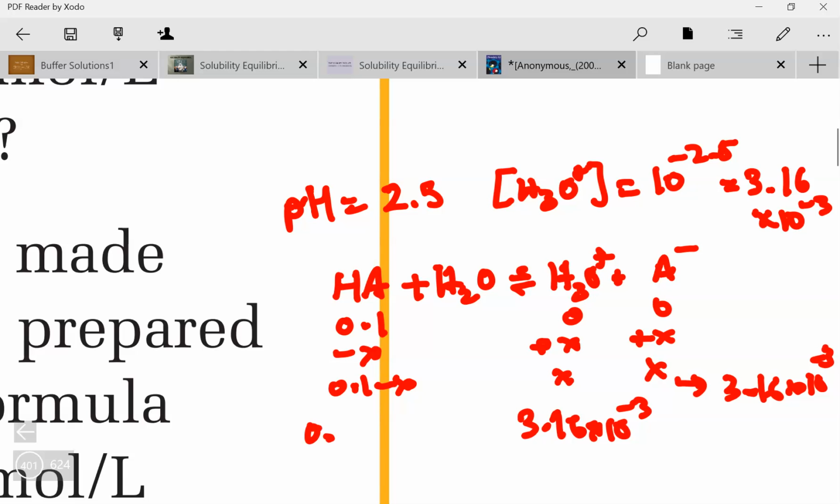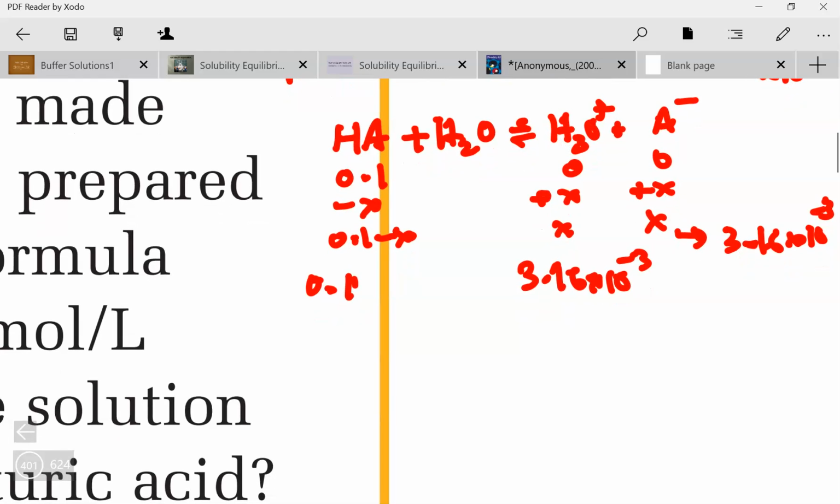And this is 0.099, which I'm just going to keep as 0.1 for the purpose of calculations. But you could write 0.099, whatever that is. 0.096. There we go.